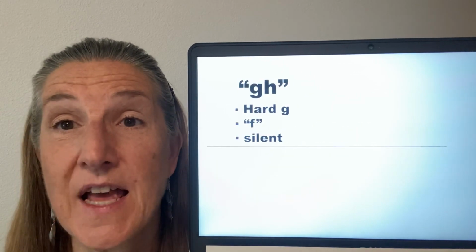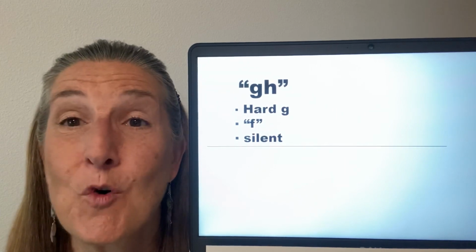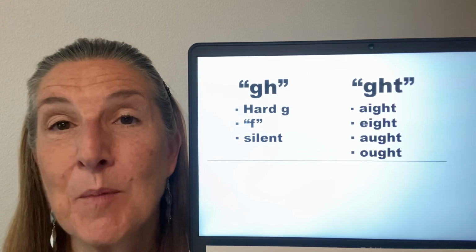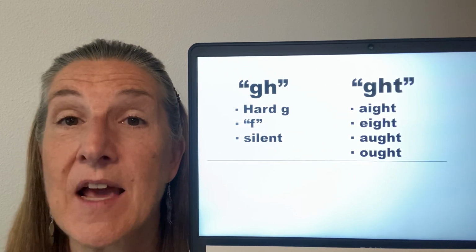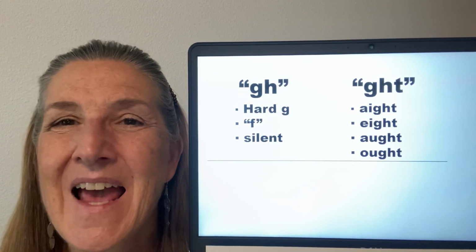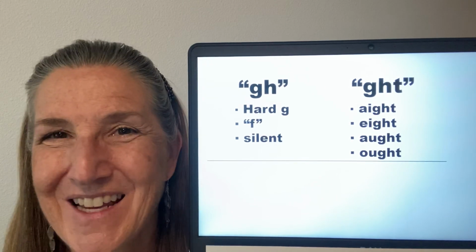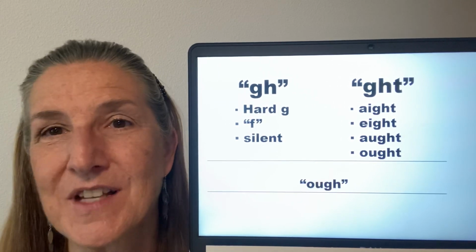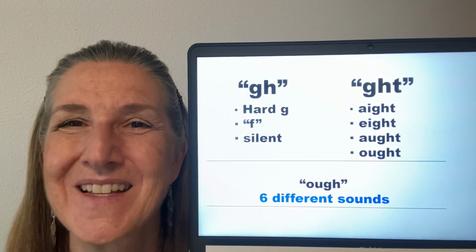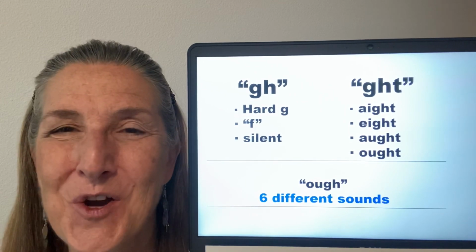So the GH sound can have that hard G at the beginning, an F or silent sound at the end. It can be in combination with a T and have the T sound with a variety of vowels. And we didn't talk much about that last one, the OUGH. Without the T all the time, that OUGH can have 6 different sounds. And we'll talk about those on our next Better English in Tacoma video.